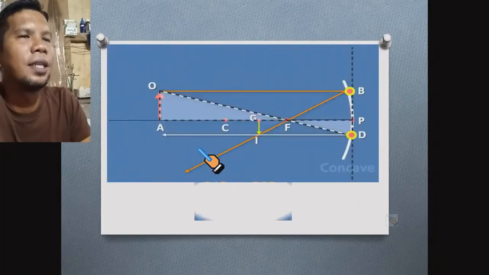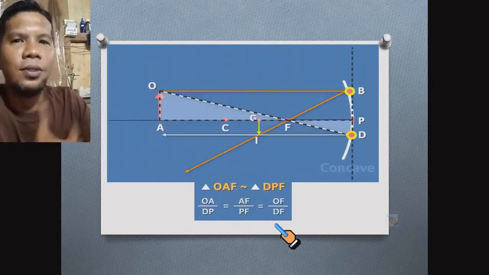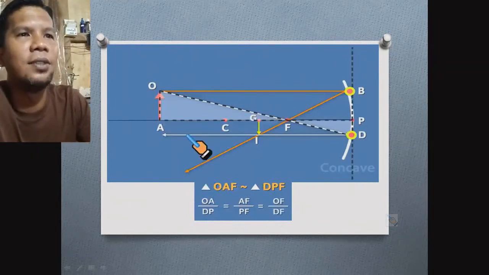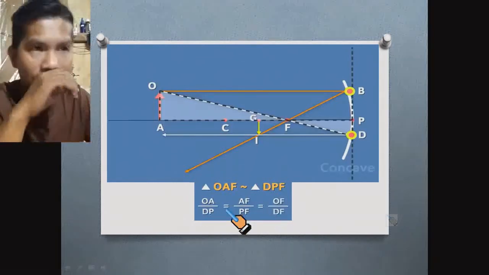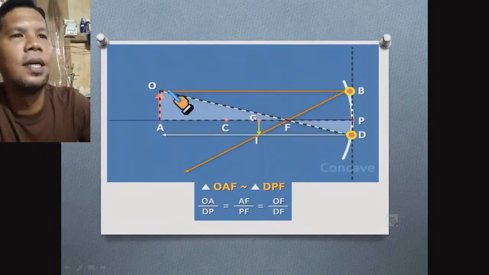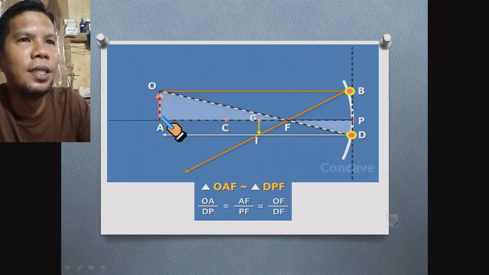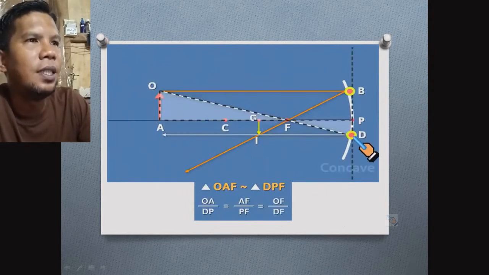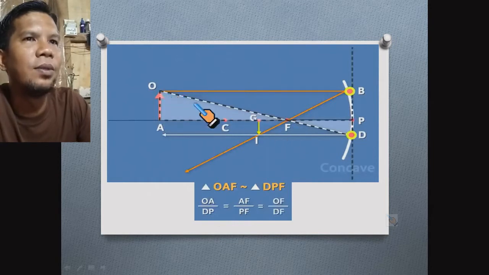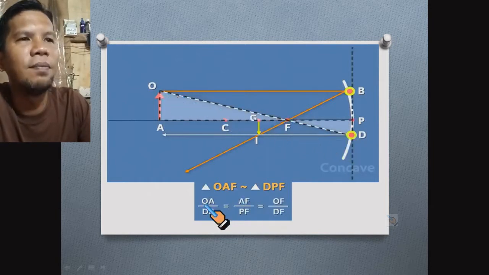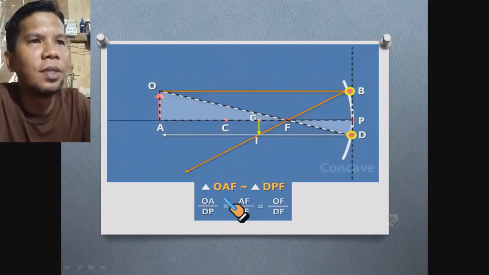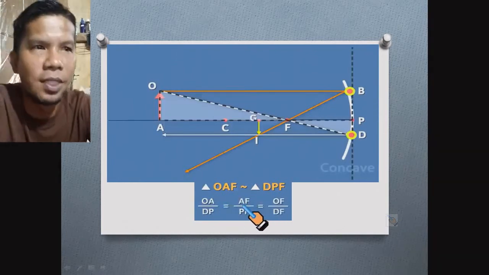Okay. Now, looking at the next one. So, angles yung ginamit natin kanina. Now, we are going to use the sides. Okay? Pwede na yung angle, pero i-try natin yung side. Now, eto naman, side naman na gagamitin natin is the ratios of their corresponding sides are equal. So, OA divided by DP is equal to AF divided by PF equal to OF divided by DF. So, this is actually true, no? This is true because the angles are equal. So, ibig sabihin, the sides are also equal. The ratios of the sides are equal.